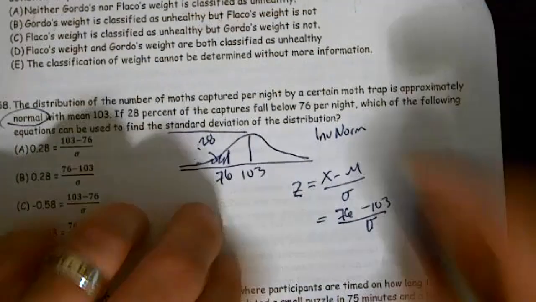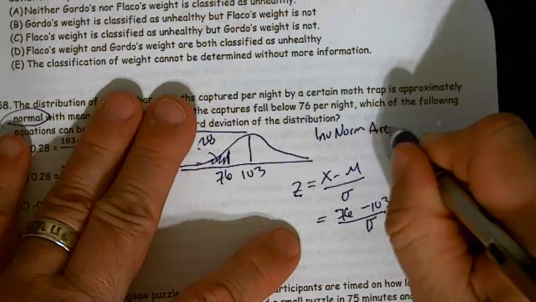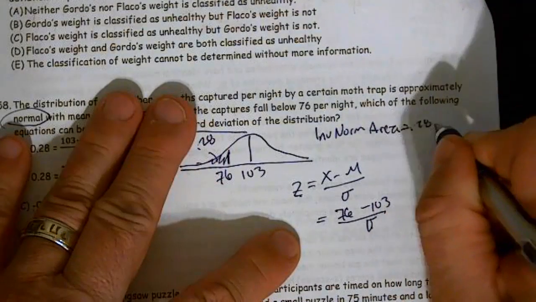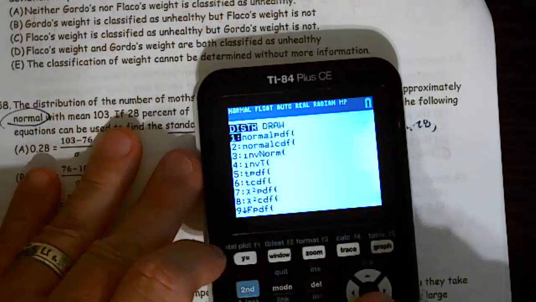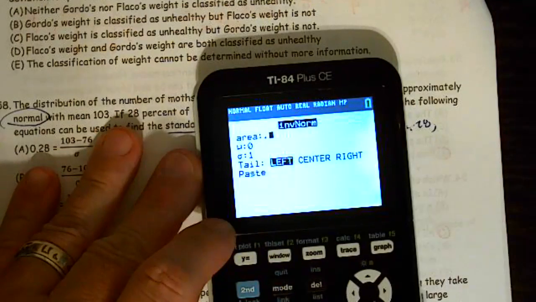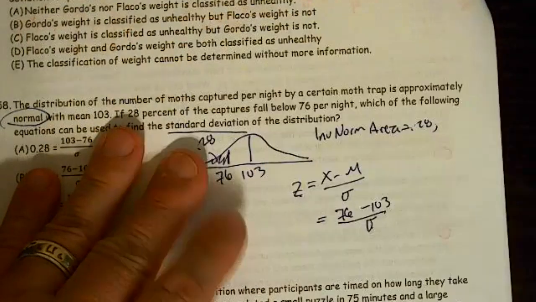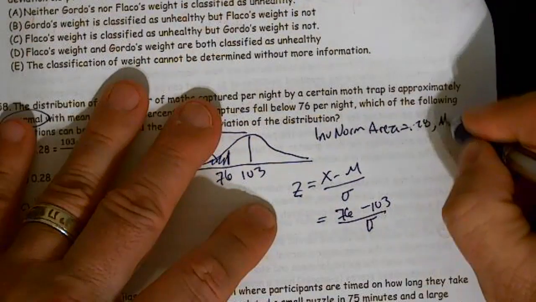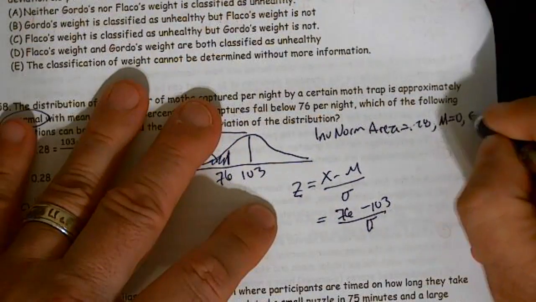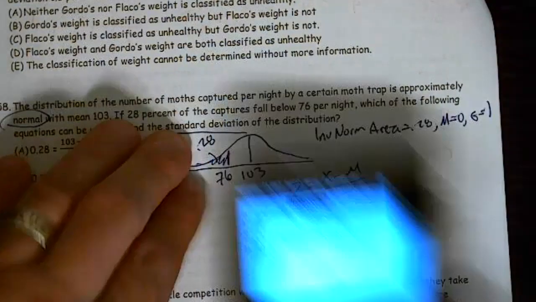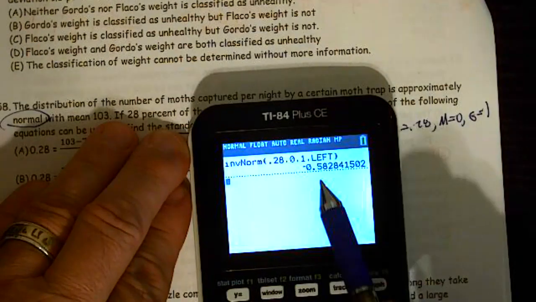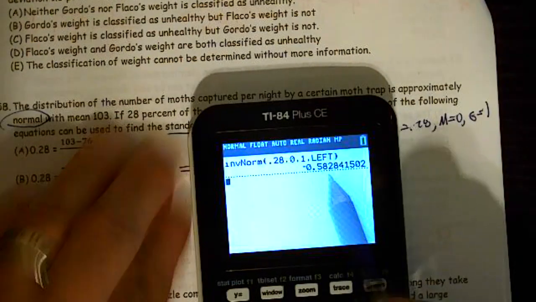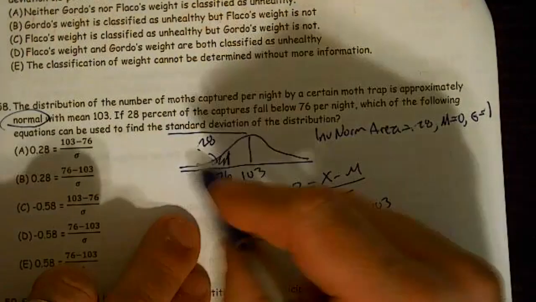And it's going to ask for my area. And my area in this case is 0.28. So second vars, inverse norm. Area is 0.28. We're looking for a z-score. So all z-scores have a mean of 0 and a standard deviation of 1. And I end up getting negative 0.5828. I have a negative z-score.